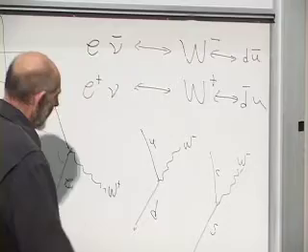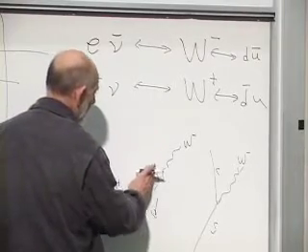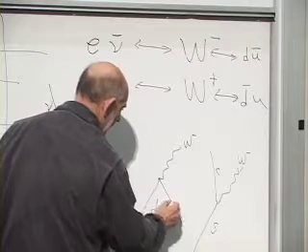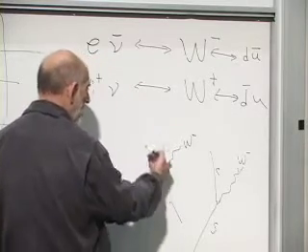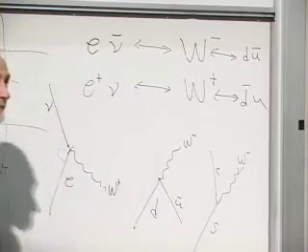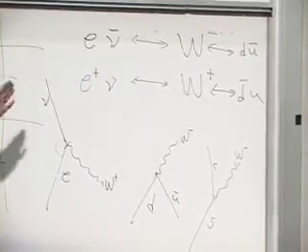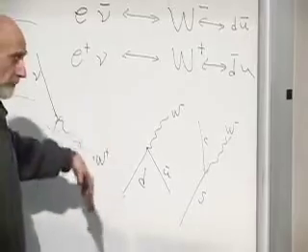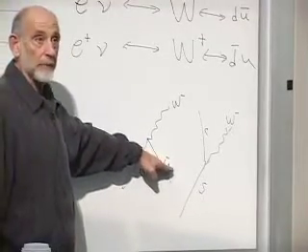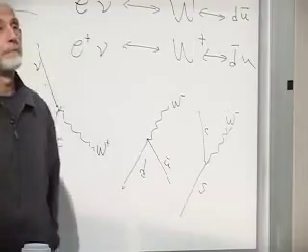For example, another way you could flip the line is you could take this up quark here, and instead of an up quark going out, an anti-up quark comes in. Whenever you flip a line from past to future or from future to past, you'll also change from particle to antiparticle.